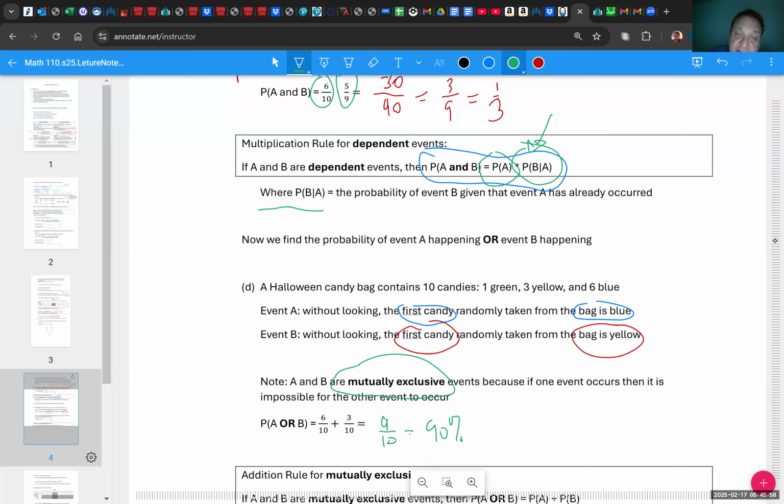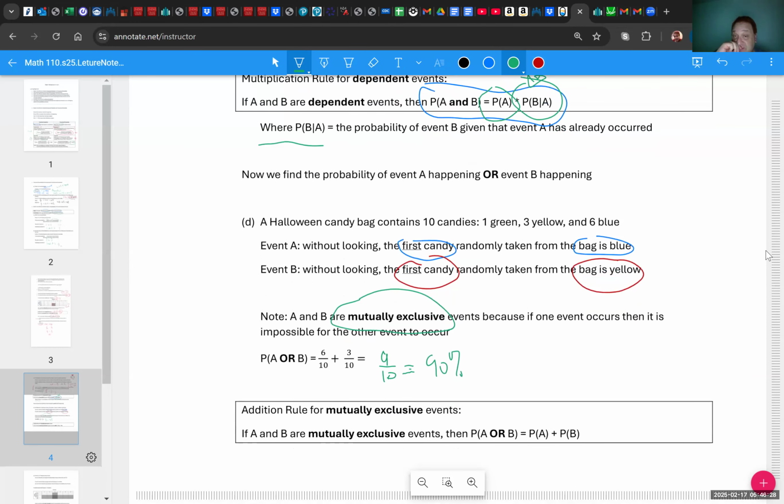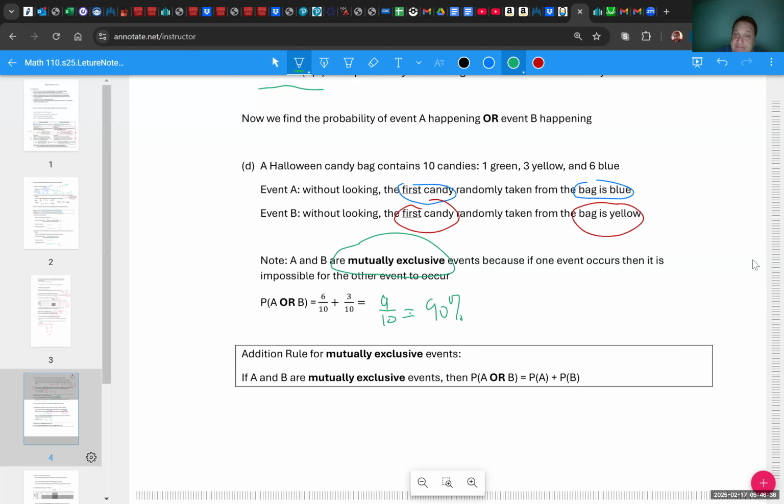And for those of you who like to think about how this all makes sense together, there's only one thing that's not blue or yellow, right? It's green. So the not A or B has to be 1 out of 10, which is the 10% that makes up the 100% total. I don't know if that helps you, but you can think of it that way as well. There's only one green, so a 10% chance to get a green. Everything else is yellow or blue, so it's 90% yellow or blue.